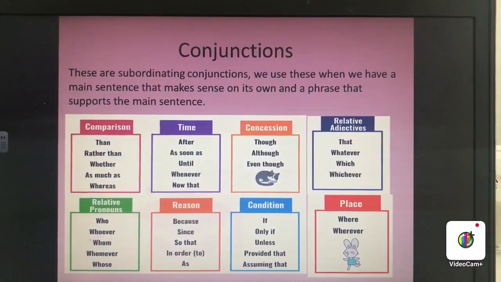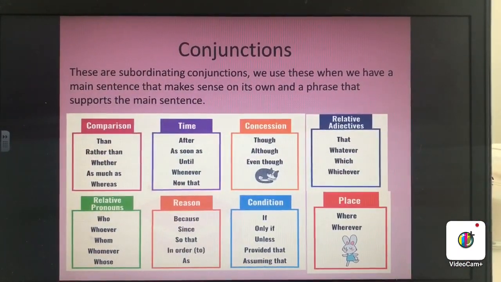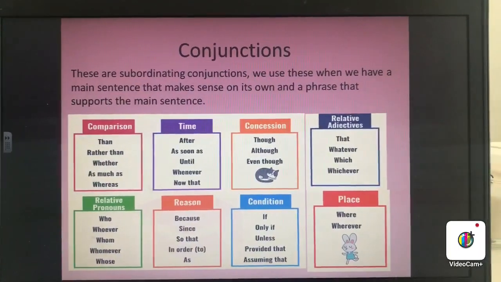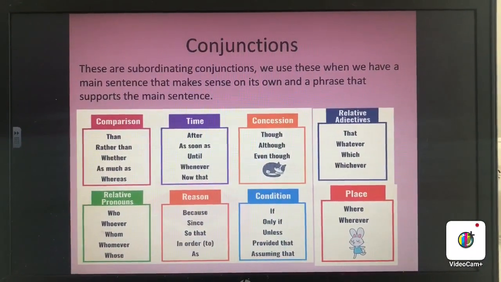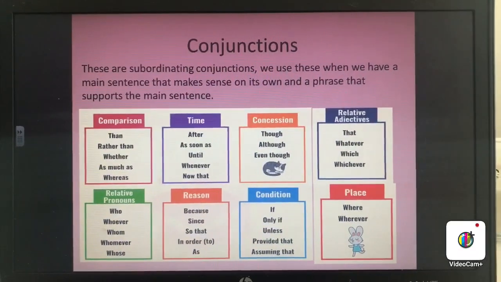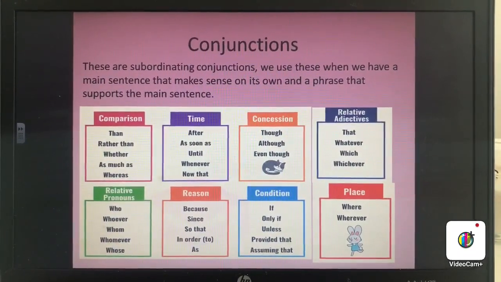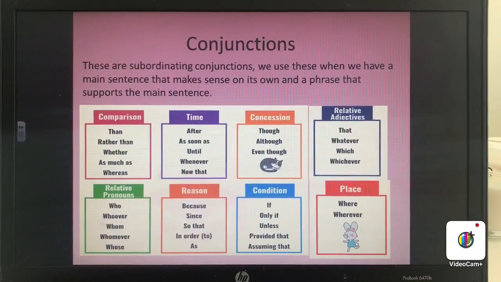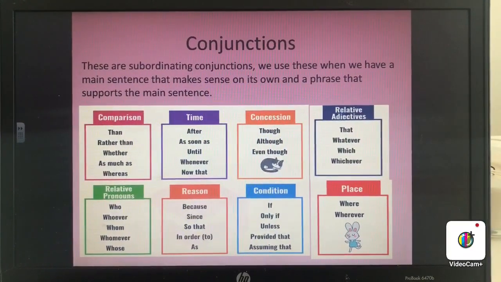These type of conjunctions are called subordinating conjunctions. We tend to use these when we have a main sentence that makes sense, such as I'll go to the shops. And then when you've got a phrase that supports the main sentence and adds extra information, such as I've finished eating.